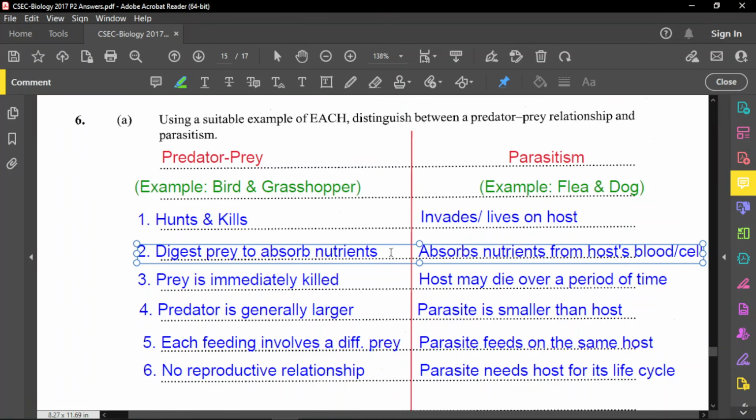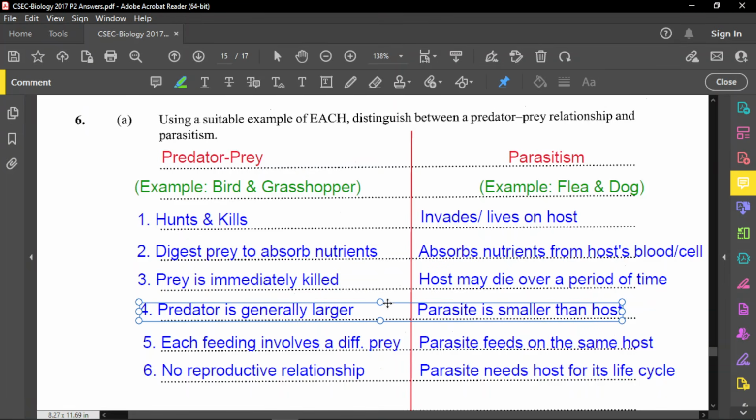That's a lazy attitude. Now, the next one here is that the prey is immediately killed. However, the host may not die immediately, but may die over a period of time. You know, due to complication or sickness or lack of nutrients, they start to show weakness in certain things, and then the organs may start to succumb to the lack of consistent nutrients.